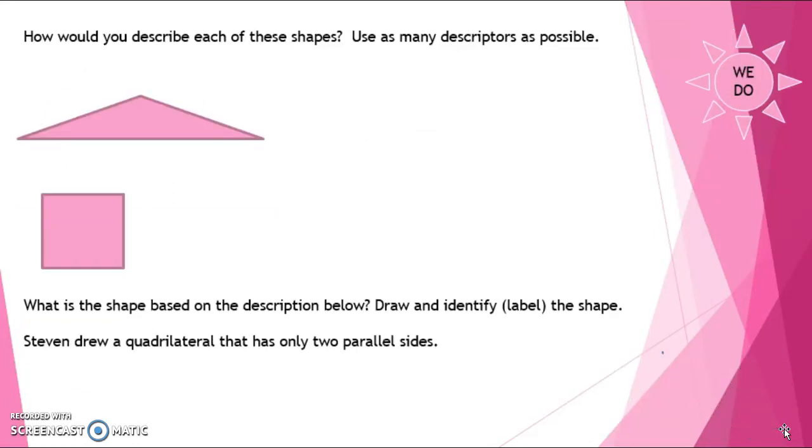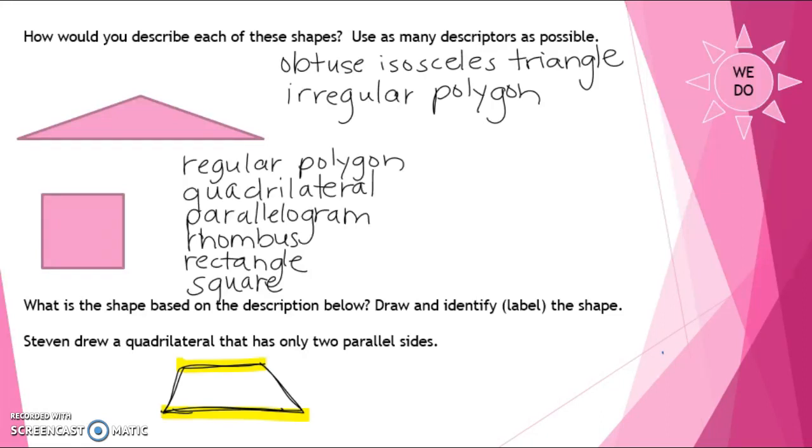Now we're going to do one together. Pause the video and see if you can get these right. And we'll talk about your answers when we return. Okay, I have here an obtuse isosceles triangle because I believe these 2 sides are the same length, but this one is longer than the other 2 because that's how you can create an obtuse angle when the base is really long. So we know that this is an obtuse isosceles triangle. We know that it's an irregular polygon because not all of the sides are the same.